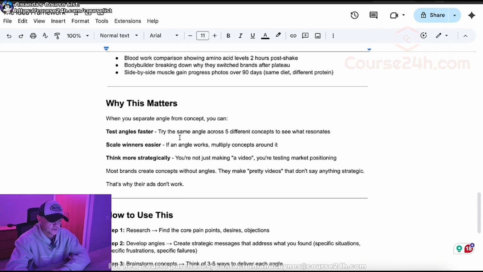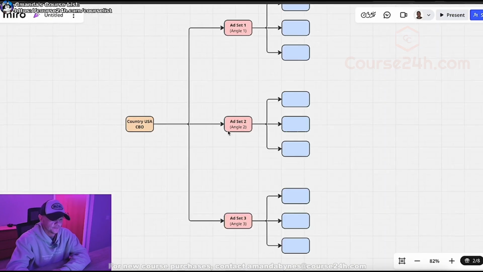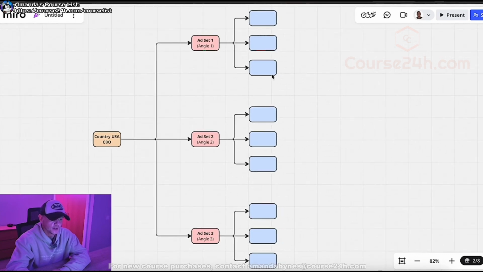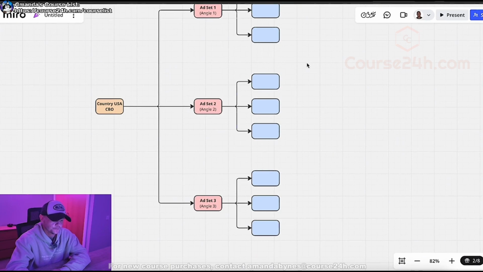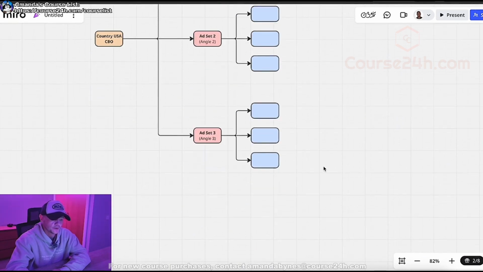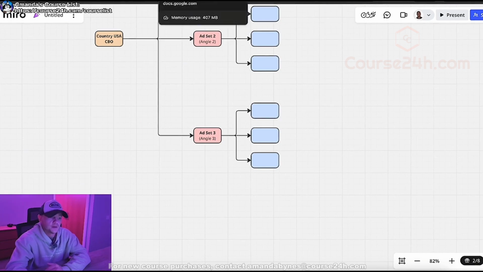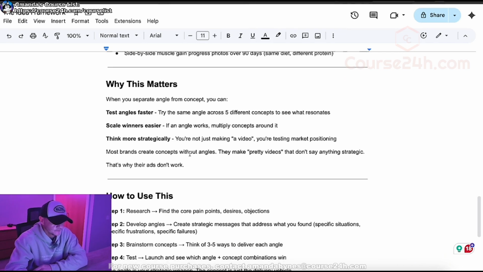So why this matters? Because when you separate an angle from a concept, it means that you can test the angles faster. These could all be the exact same angle, and we could have UGC here, we could have a doctor here, and then we could have a straight VSL with B-roll here. It basically opens up the amount that you can test. It also means that we can scale winners easier.